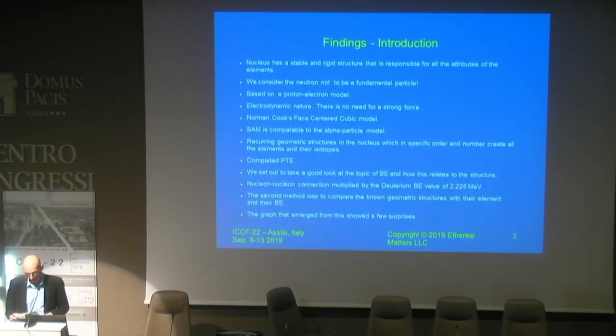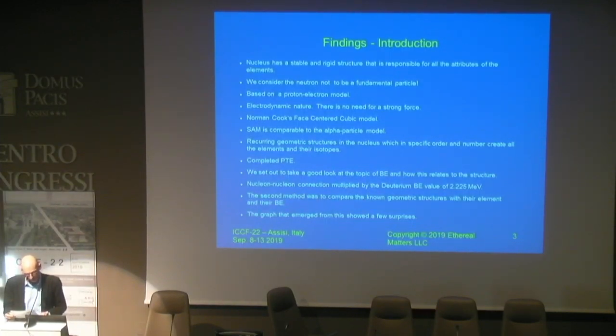What we learned at the 2018 conference in Fort Collins last year was that we're definitely not the only ones doing this. Many attempts were made to find the logic and order to calculate the binding energy for all the elements. So we set out to take a good look at this topic of binding energy and how it relates to the structure according to the SAM model. And it should work like all the other attributes. So the completed table allowed us to put all the elements in a spreadsheet and apply some simple rudimentary logic to this to see if we could find out how this works.